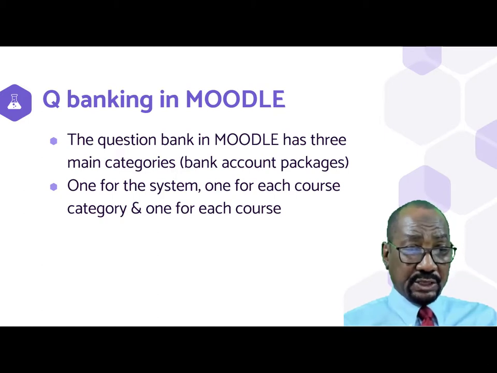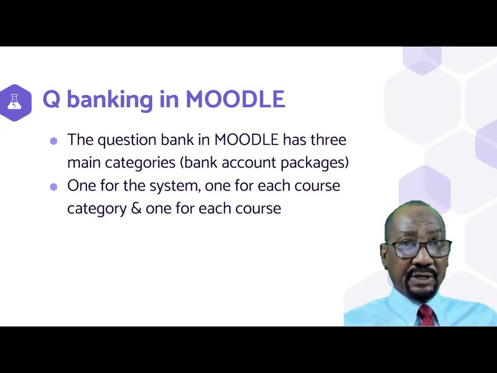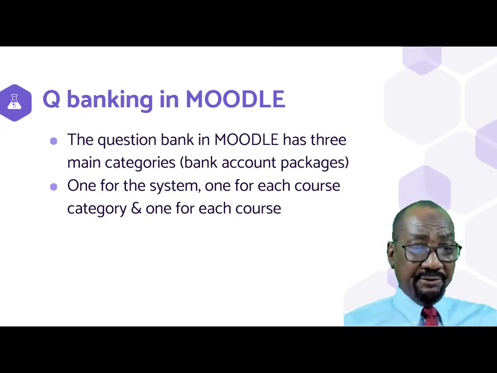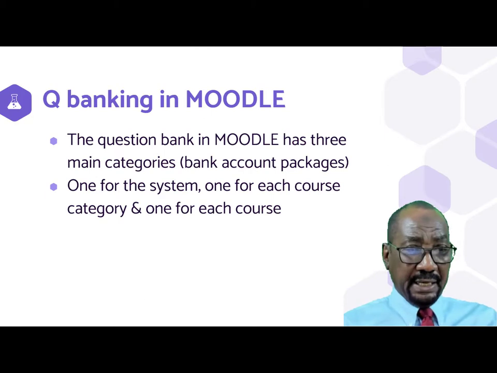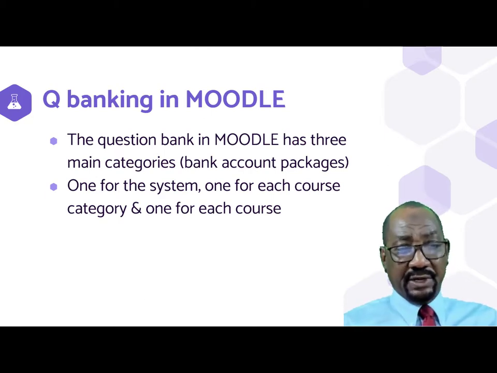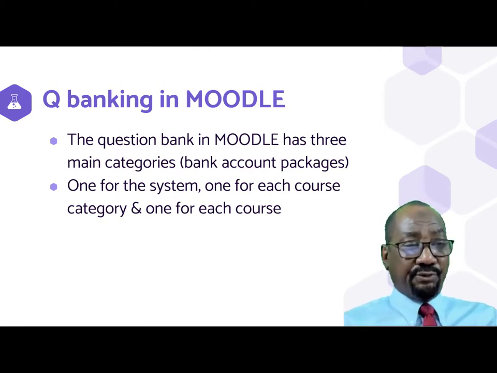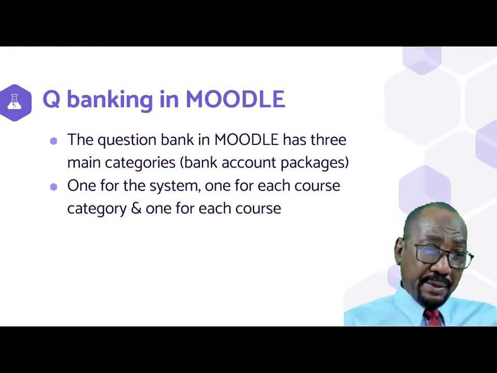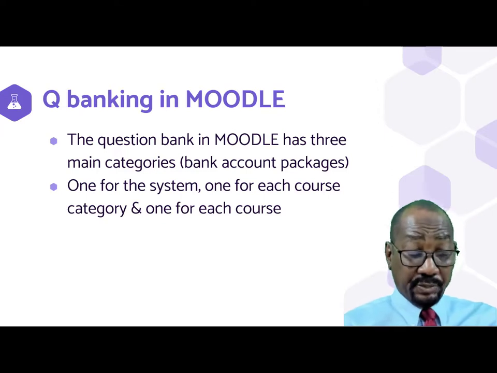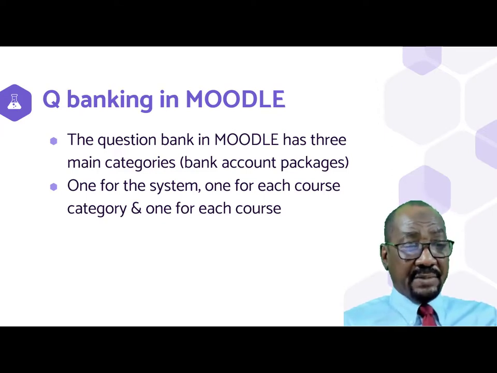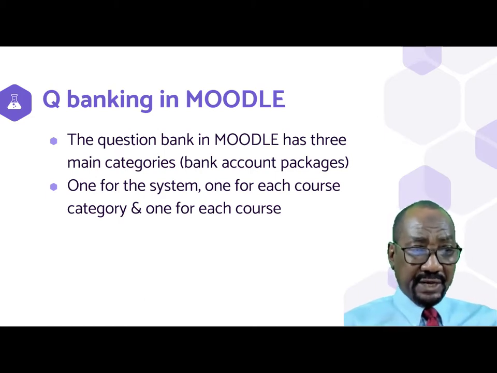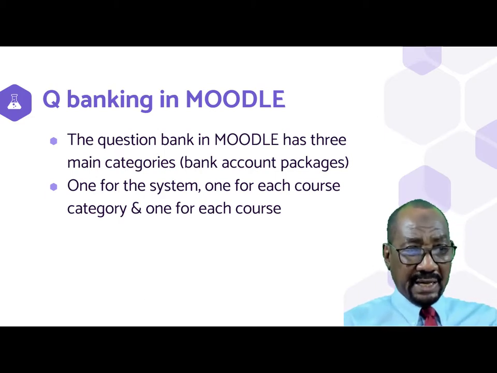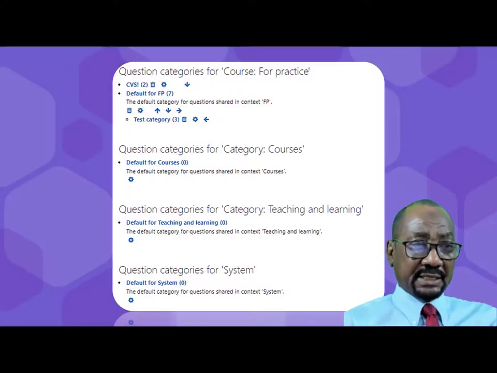A course category is a number of courses belonging to one aspect. For example, if you have all the courses in first year, you can create a course category called first year, and then you put all the courses in it. So for that category, you have a banking category, a bank account package. And then you have a bank account or a category for each course. So you have three levels of question banking in the question bank.